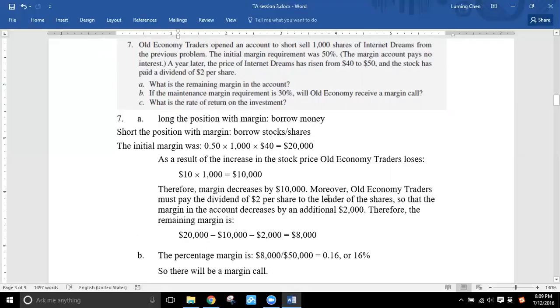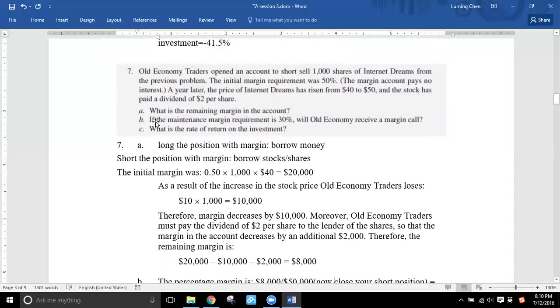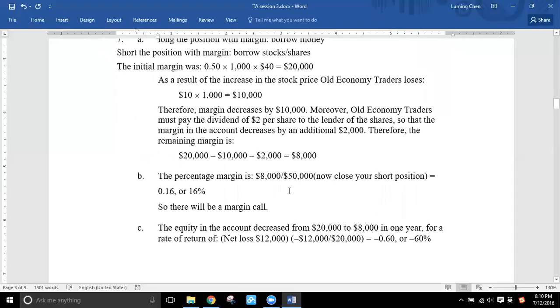Now, if you want to close your short position, the stock is now worth $50,000. So now your percentage margin is only 16%. And if the maintenance margin requirement is 30%, you will surely get a margin call.